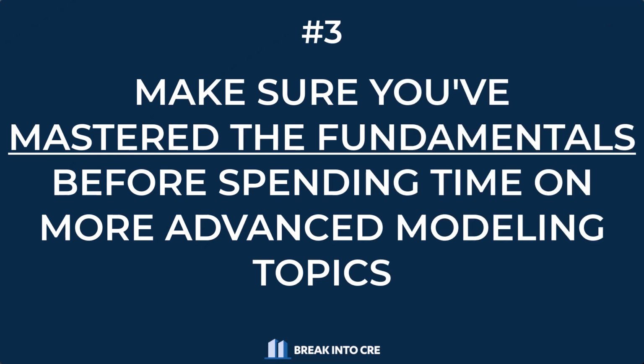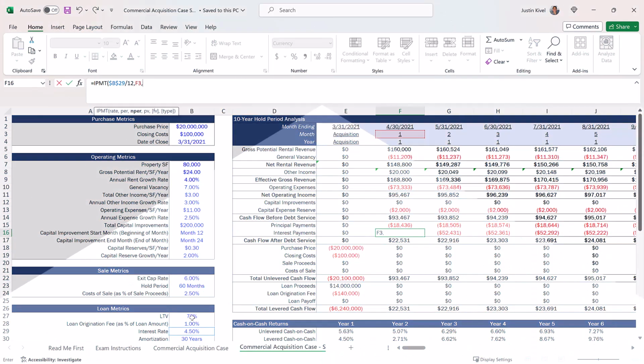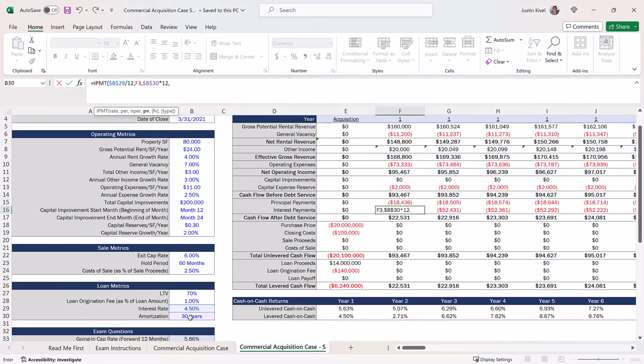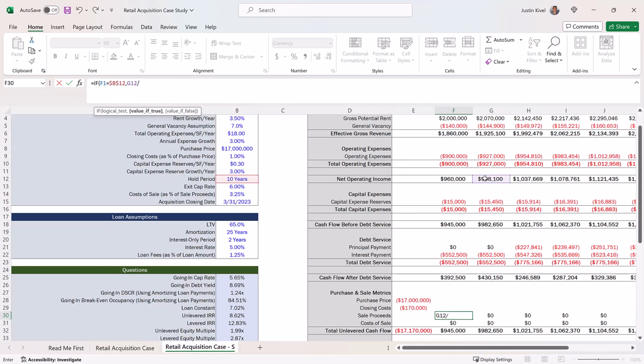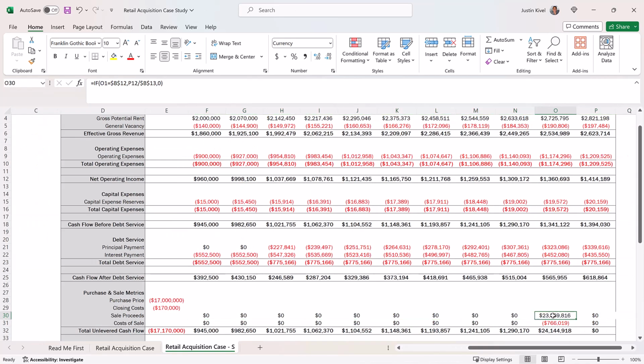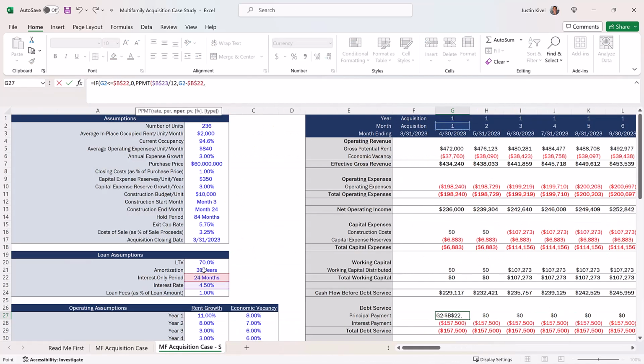Now, finally, the last recommendation I want to make here is related to something I mentioned in the last point we just talked about, and this is to make sure you've mastered the fundamentals before diving in to more advanced modeling topics. If you're still not clear on how to model monthly debt service payments or how to calculate a property's projected sale value using an exit cap rate assumption, you should not be jumping into modeling things like interest-only periods on loans or complex equity waterfall calculations.